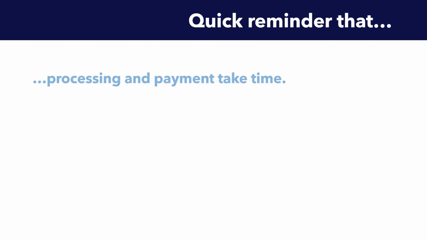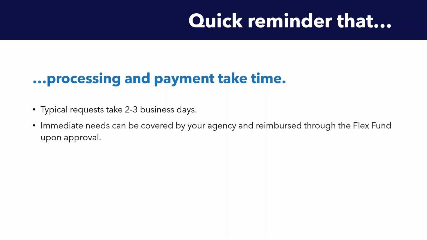Lastly, please remember that processing and payments take time. Flex Fund requests are not processed immediately. They do take a short turnaround time to be processed and approved, typically 2 or 3 business days. Immediate needs can be covered by your agency and reimbursed through the Flex Fund upon approval. So again, read through that FAQ to learn more about agency reimbursement if your client's needs are immediate.